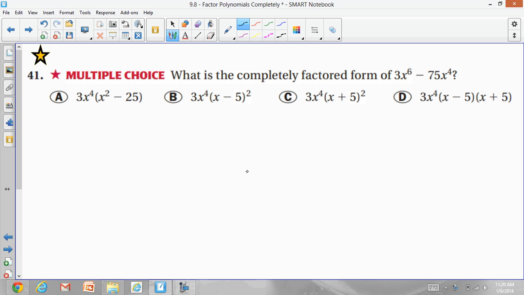In your notebook, continue where you left off. Question number 41 is an EOC question. They're asking you what is the completely factored form of 3x to the power of 6 minus 75x to the power of 4. So let's start from where we can.